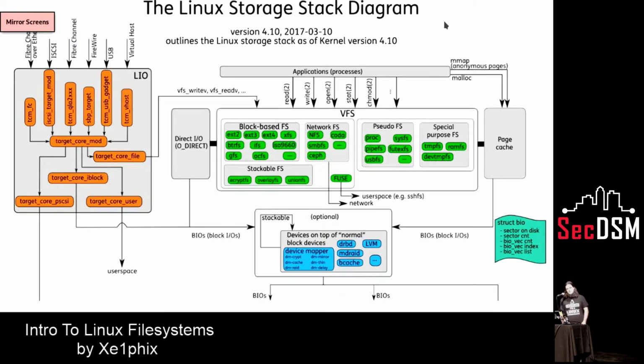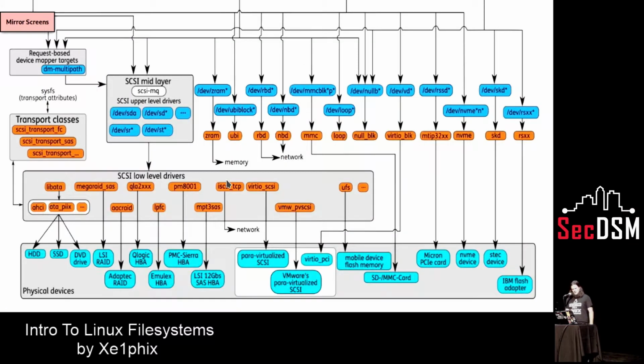So this is the Linux storage diagram. There are 2 parts here, but you can see here a lot of the common ones. And here's the second part. So it's very complex, and there are a lot of different implementations and solutions you can use for file systems. So this is the networking file systems here.